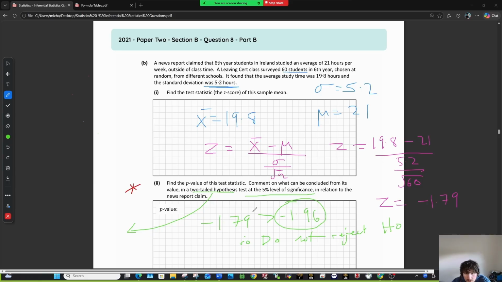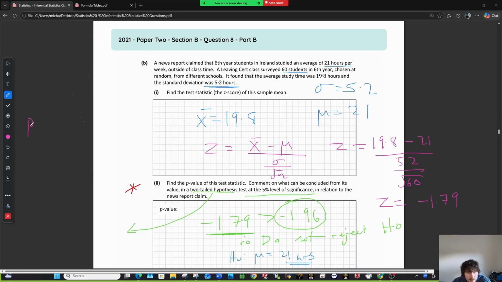Comment on what can be concluded. So basically, we have a not significant result here. We didn't get into the rejection region with this z-score, and we're going to work out a p-value for that in a second, and then we're going to have a nice little discussion on the p-value. So what you would say here, we'll just make the comment based on the z-score first. And what this means is H0 doesn't get rejected. So what H0 means is that this is still correct, that mu equals 21 hours, okay? So then on average, 6th-year students in the country still do study for 21 hours a week outside class, okay? And that'll be full marks.